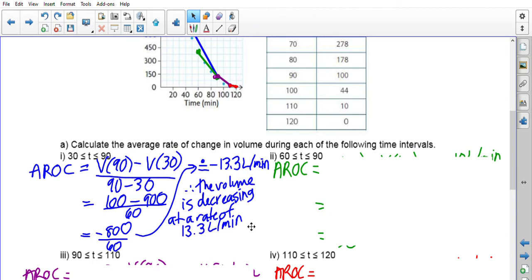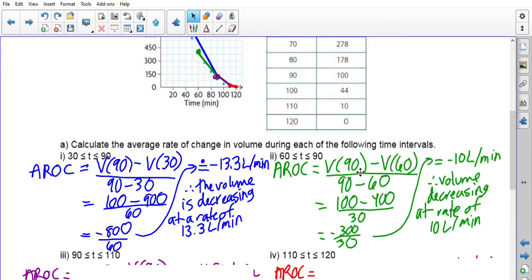All right, from 60 to 90. Okay, volume at 90 minus volume at 60 divided by 90 minus 60. This leaves us with negative 10 liters per minute. So the volume is still decreasing because it's a negative AROC, but it's decreasing at a rate of 10 liters per minute.